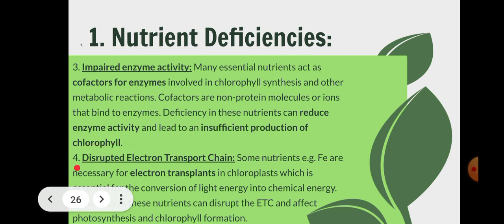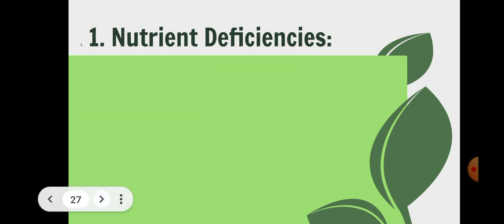The fourth one is disrupted electron transport chain. Nutrients like iron are necessary for electron transport in chloroplast, which is essential for the conversion of light energy into chemical energy. A deficiency in these nutrients can disrupt the chain, and it affects the photosynthesis and chlorophyll formation.